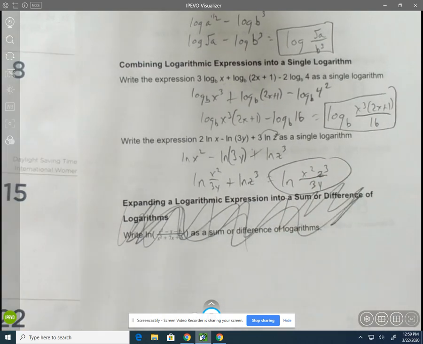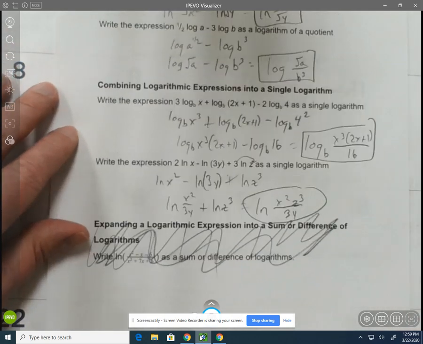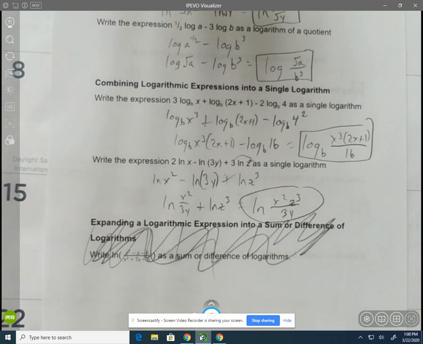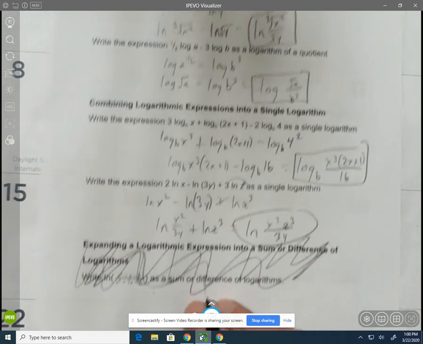There it is, natural log of x squared z cubed over 3y. So some of this, again, gets kind of tedious, but it's just about getting used to writing these and using these properties of logarithms. Okay.